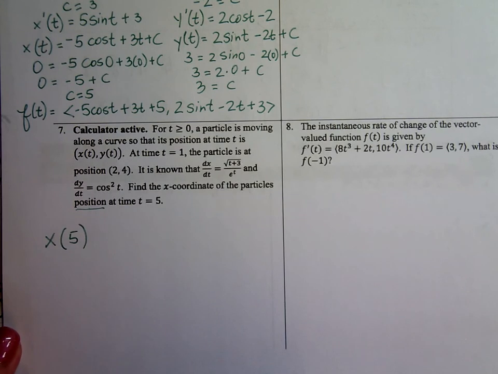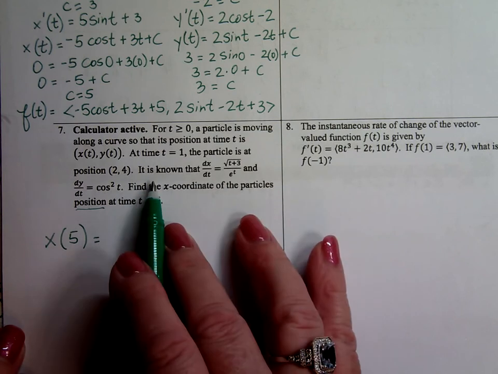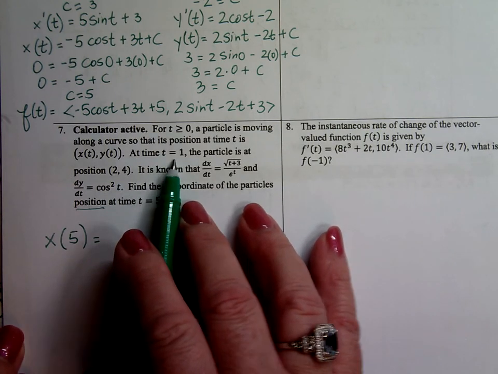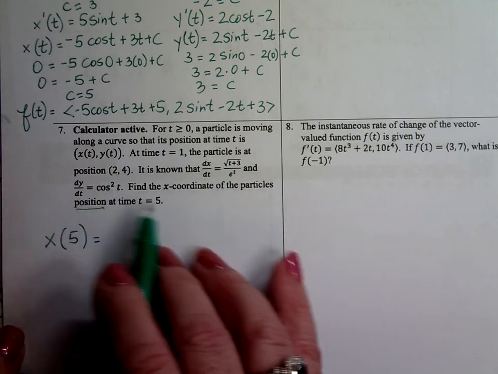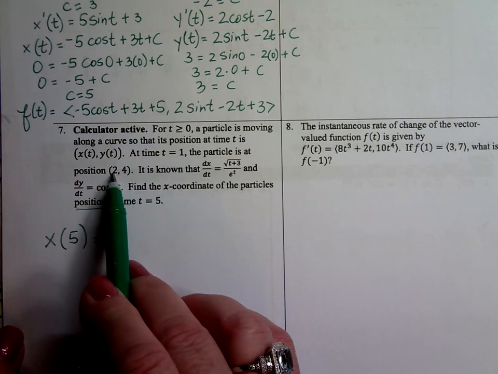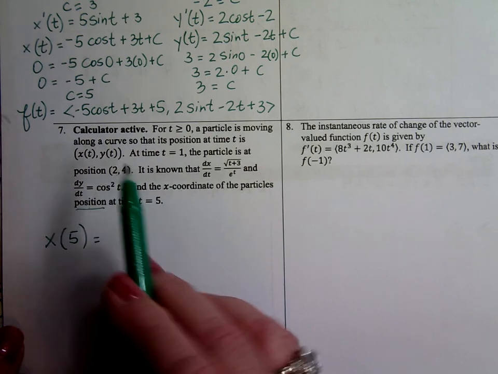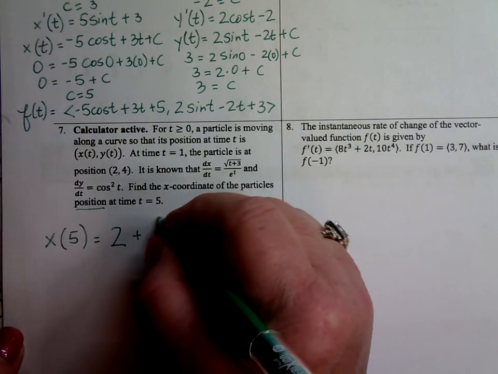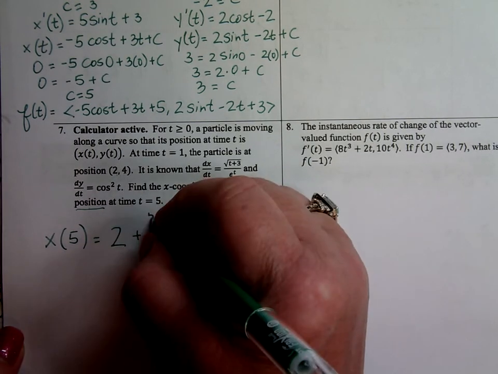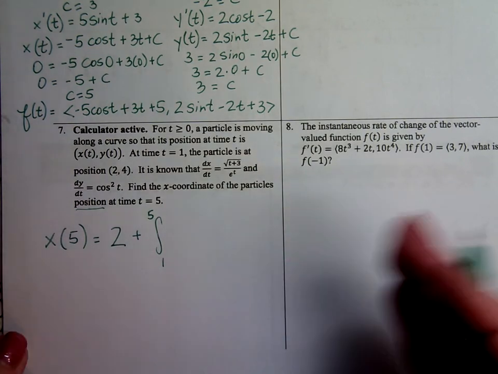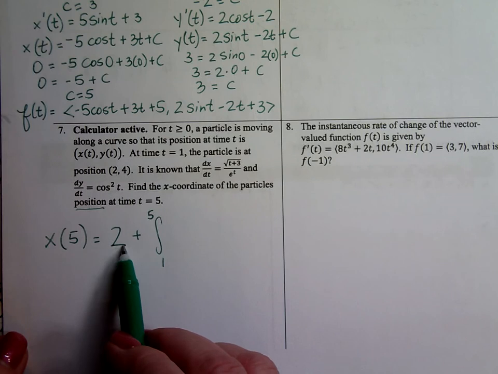All right, well, if you think about it, you know where it is at time t equals 1. At time t equals 1, you've got an x. You don't care about all the y parts of this. The y parts don't matter. They want the x coordinate. And so x is 2. That's where it starts at t equals 1. But then you need to know what it's doing from 1 to 5. Right? You've got a time value from 0 to 5. You know where it is at 1, but you don't know where it is from 1 to 5.